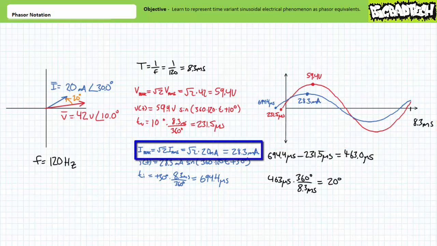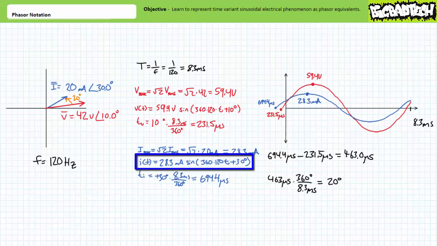Given an effective value of 20 milliamperes, this corresponds to a current peak value of approximately 28.3 milliamperes. The time domain expression of current, i of t, is equal to 28.3 milliamperes times the sine of 360 times 120 times t plus 30 degrees.